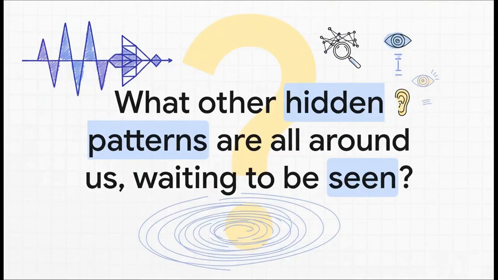And that really just leaves us with one final, big question. The Fourier transform showed us a whole hidden layer of reality, the world of frequency, that was always there, just waiting for us to find the right lens to see it. It really makes you wonder, what other patterns, what other hidden structures are all around us right now, just waiting for the next great idea to bring them into focus?